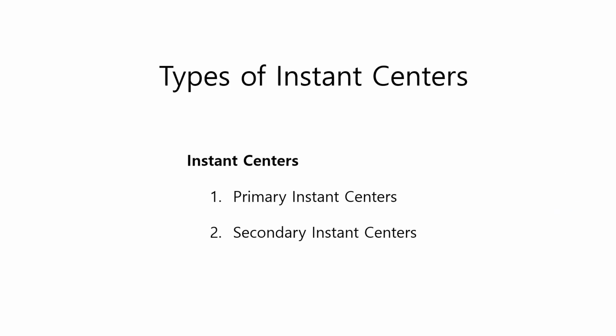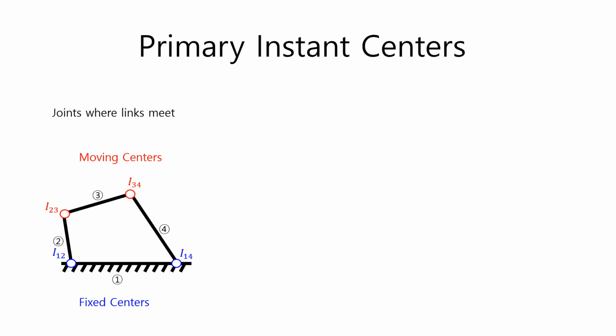There are 2 types of instant centers: primary instant centers, which can be found visually, and secondary instant centers, which cannot be found visually and require analytical methods to find. First, let's look at the primary instant centers. Primary instant centers are easy to find visually. All the joints of the links that are connected to each other are primary instant centers.